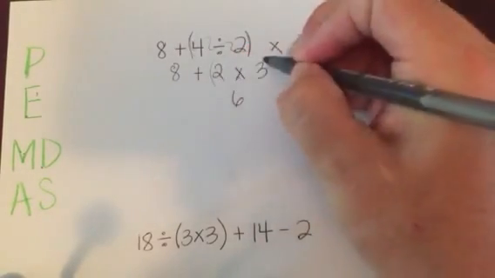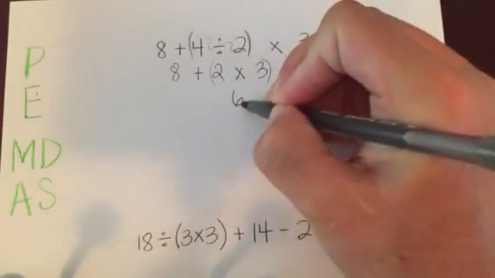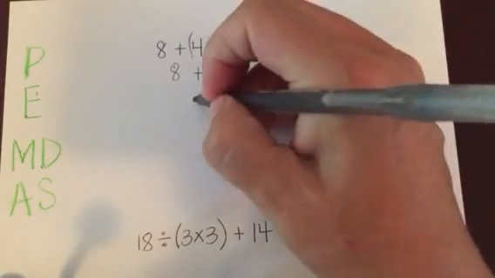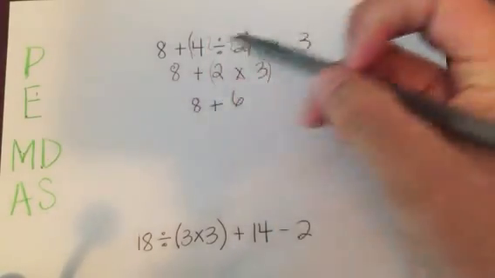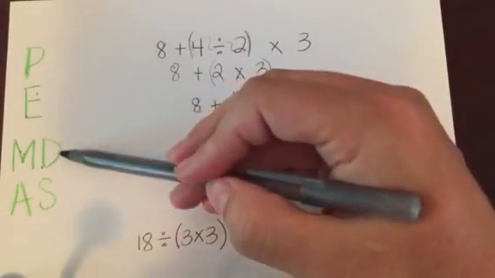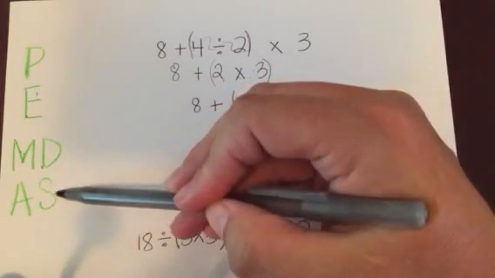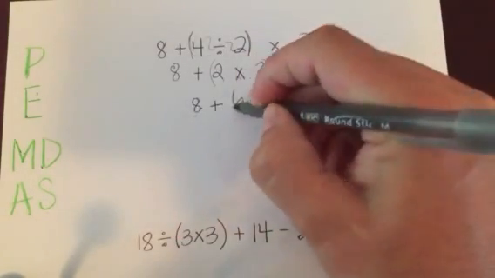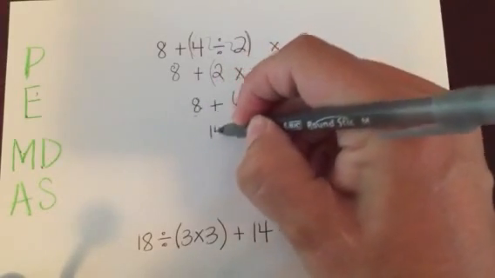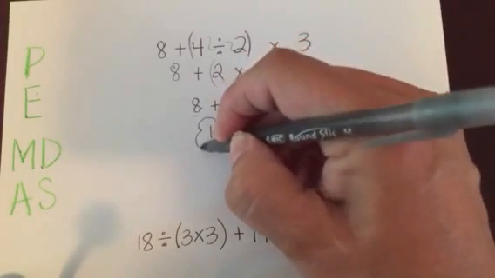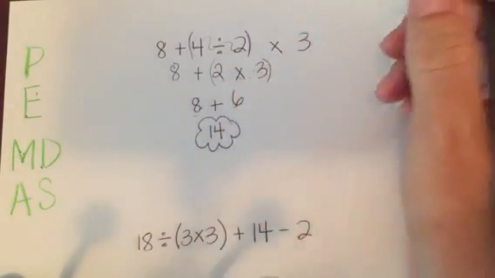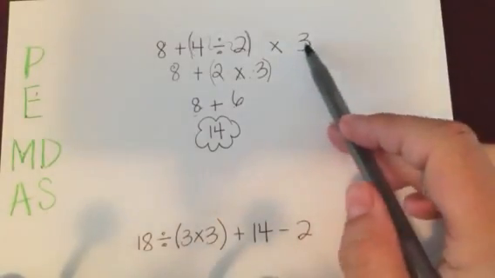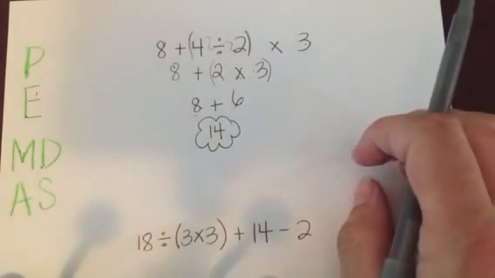So again, I kind of took this 2 times 3 and made it one number. I simplified that. And I'm going to leave the 8 still there. So I don't have any more multiplication or division signs, so now I'm moving on to adding and subtracting. And the only thing left to do is to add, and 8 plus 6 is 14. So 14 is our answer to this expression.